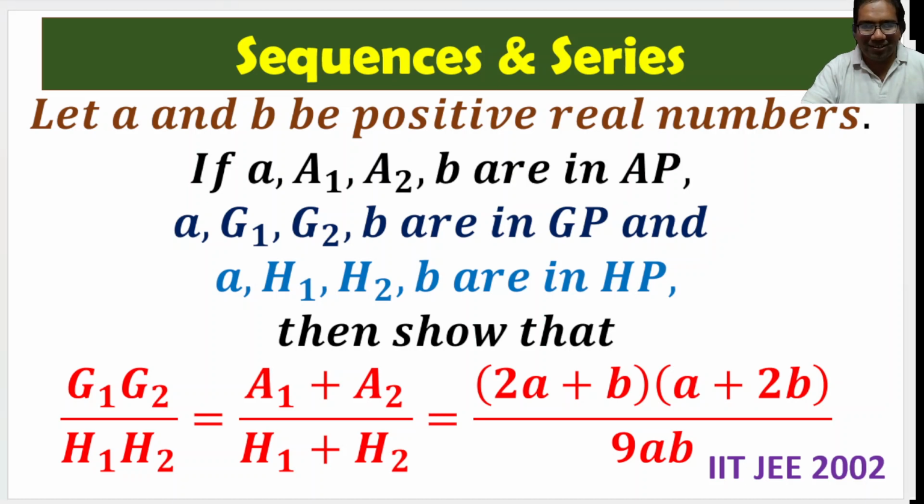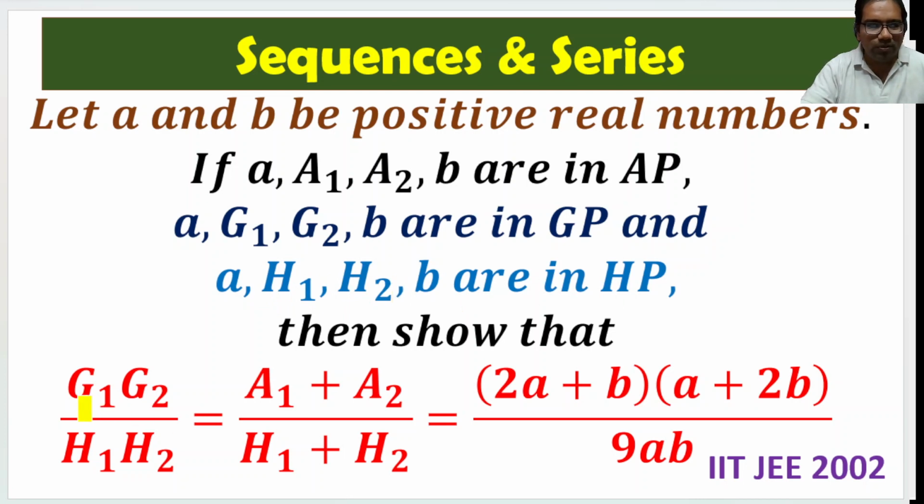Hi friends, in this problem we are given two positive real numbers a and b. Because these are positive, we can insert arithmetic means, geometric means, and harmonic means between them. So between a and b, two arithmetic means A1, A2, two geometric means G1, G2, and two harmonic means H1, H2 are inserted.